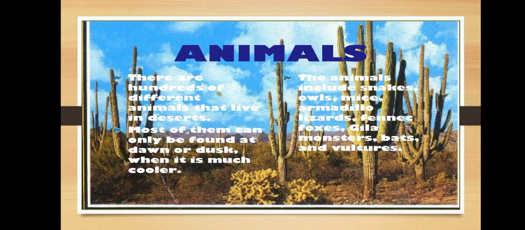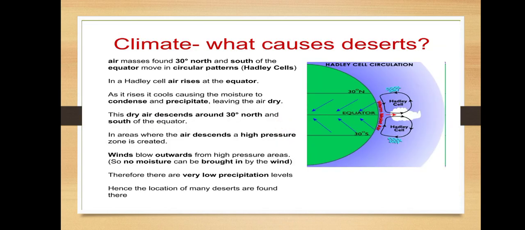The animals that can adapt to the temperature include snakes, owls, mice, armadillos, lizards, fennec foxes, Gila monsters, bats, and vultures. Going back to the climate, what causes deserts? Air masses found 30 degrees north and south of the equator move in circular patterns. So we have here the diagram of Hadley cells.